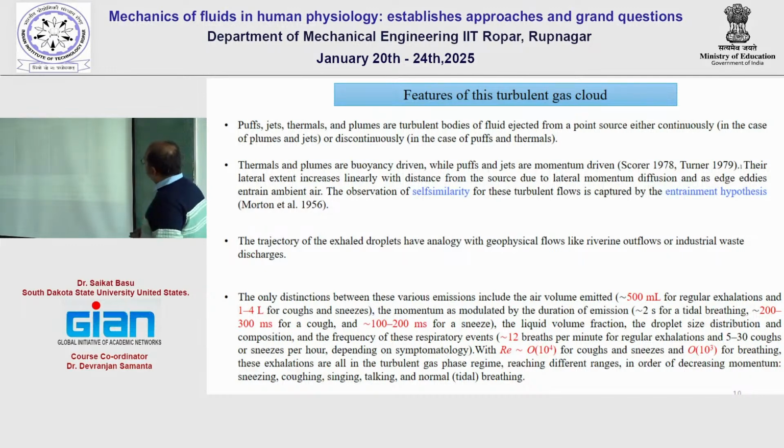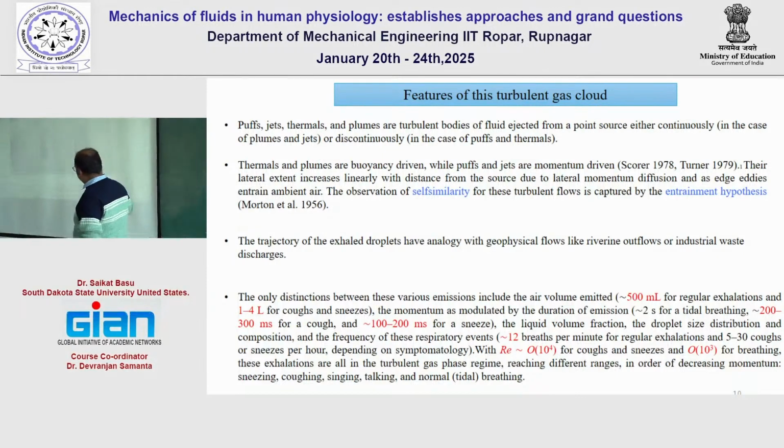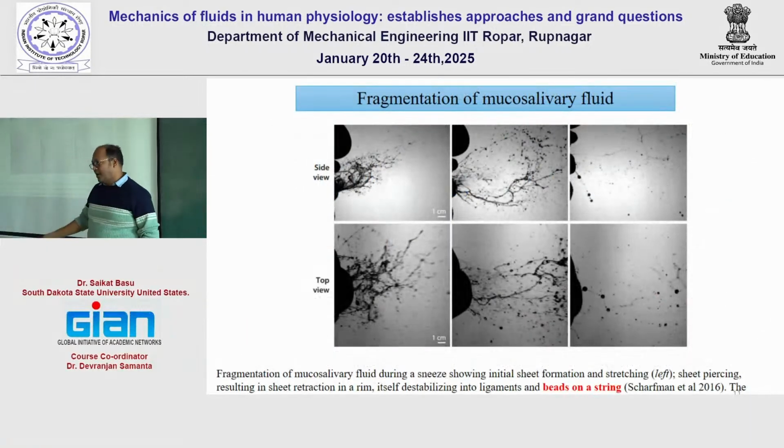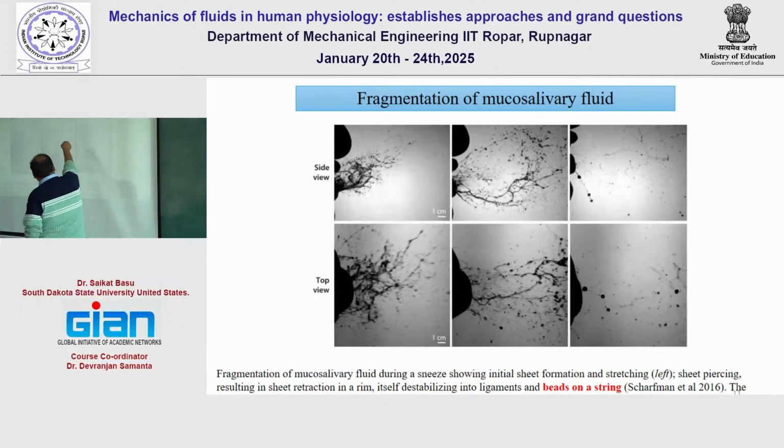So now, what is the fragmentation of mucous salivary fluid? Sometimes we know that our cough contains mucus. Once it releases from our mouth, how does it break down? You can see that occasionally the mucus contains mucin, some sort of biopolymers, proteins, salts, and moreover, due to the presence of these biopolymers, it is viscoelastic in nature. So the fragmentation is also important. So these are the side views and the top views of the cough being released from the mouth. Some high-speed imaging has taken place, so you can see occasional long filaments, or beads on a string.